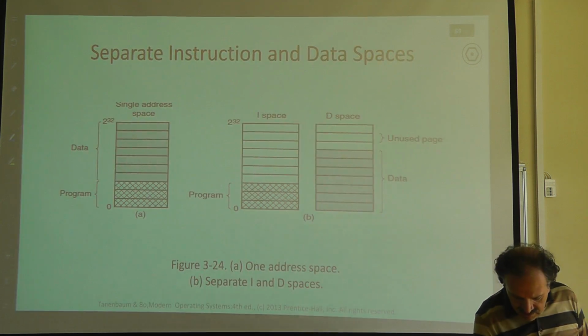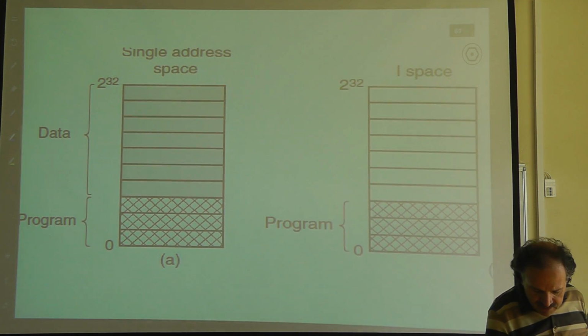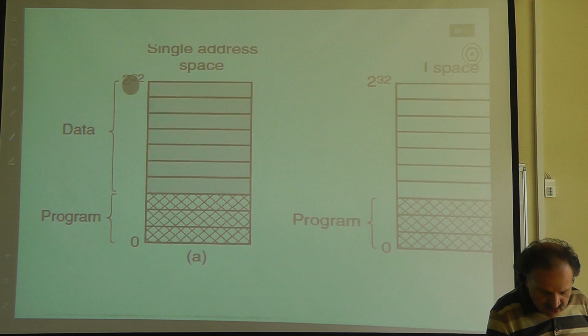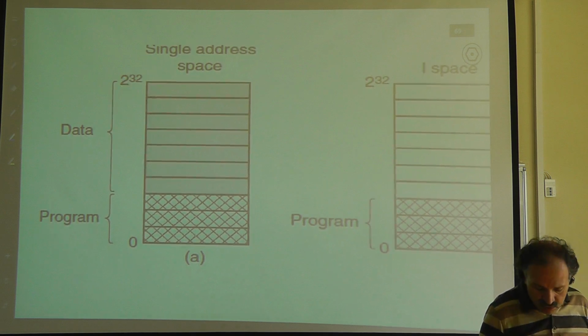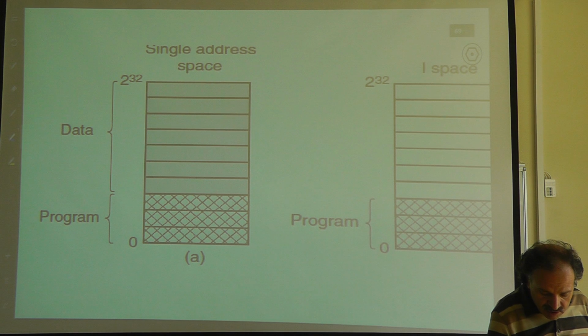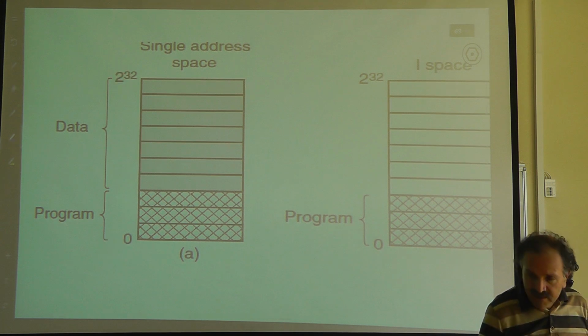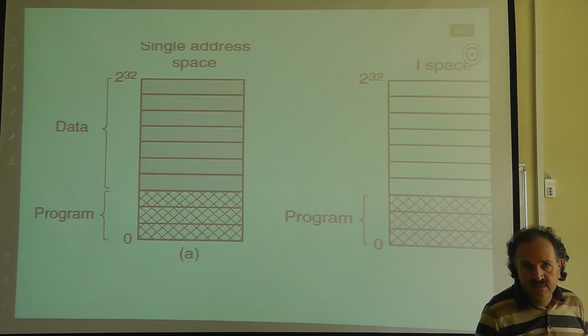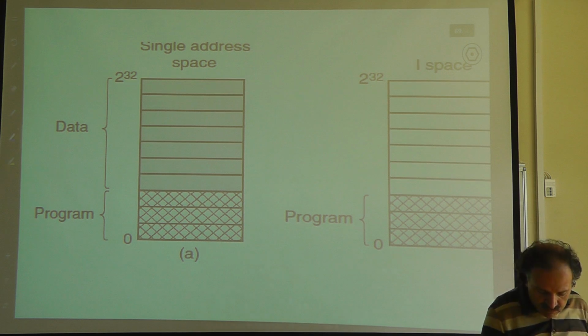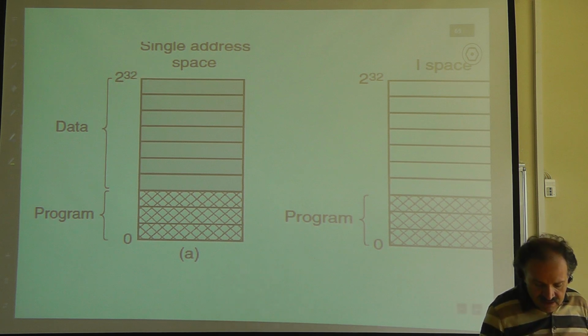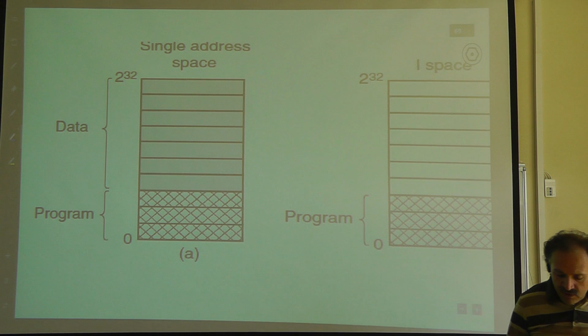Okay, this is usually what I have. Let's say I can address this much memory, 2 to the power 32. How many megabytes is this? 4 megabytes? No, this is 4 gigabytes, right? Because 2 to the power 30 is a gigabyte and 2 times 4. This is 4 gigabytes, right?